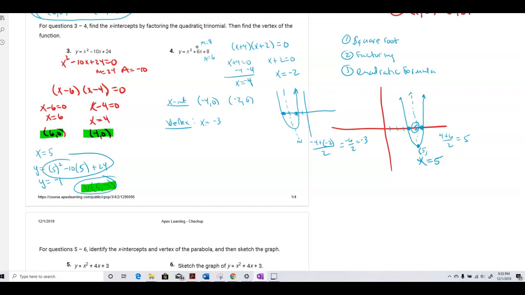Now to find my y-coordinate, I'm going to plug that value in. Negative 3 squared plus 6 times negative 3 plus 8. When I plug this in and evaluate everything, I get a y value of negative 1. So right away here, my vertex would be at (-3, -1). So you have your x-intercepts and you have your vertex.